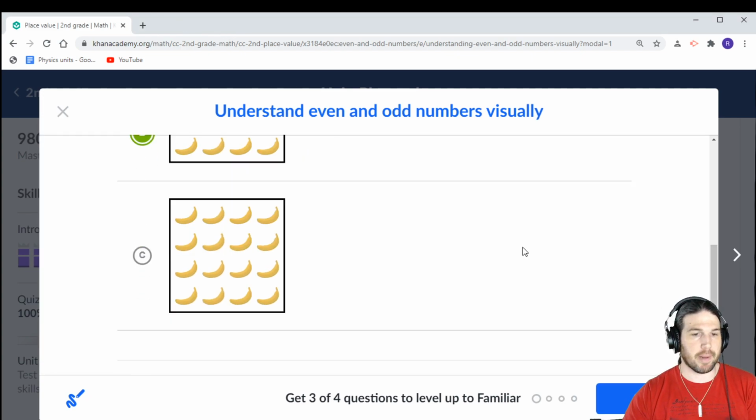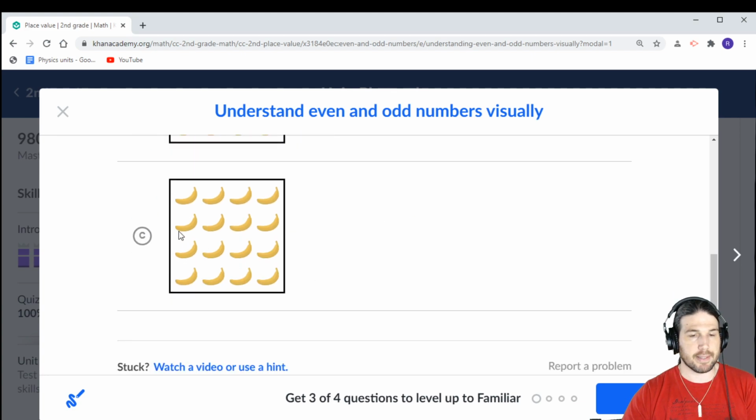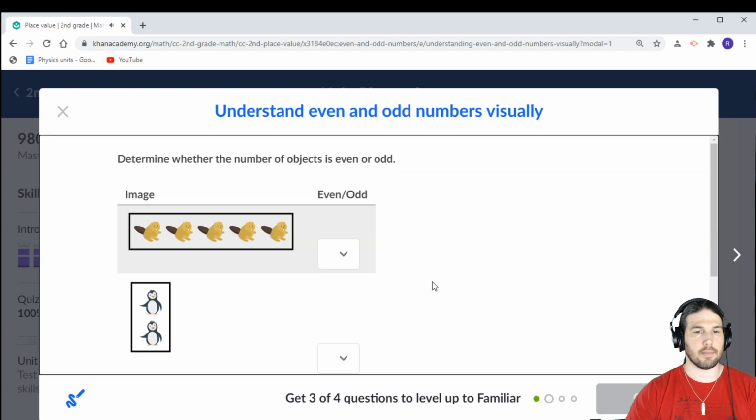Oh, odd number of bananas would be B. And then C, again, if you sort of look at it in your head, you can see that every banana has a partner. We are done.